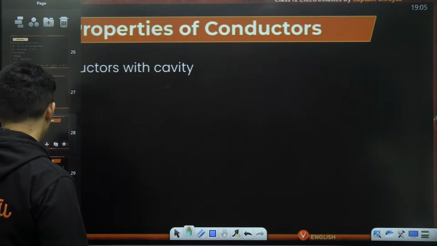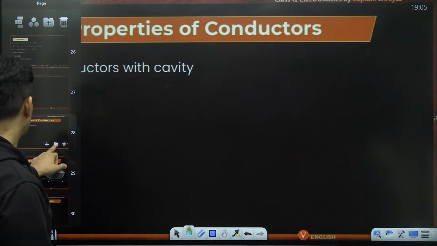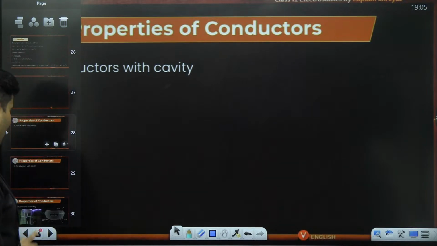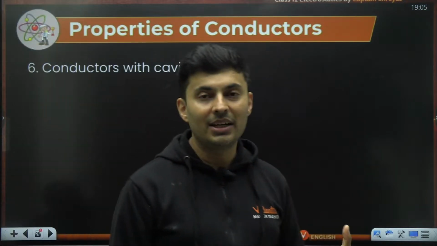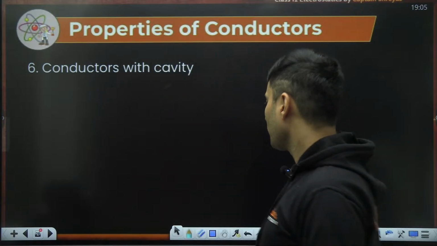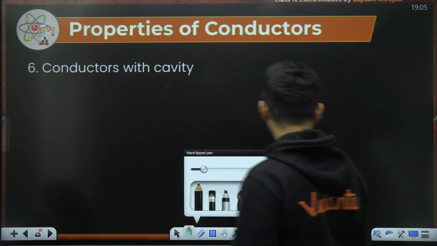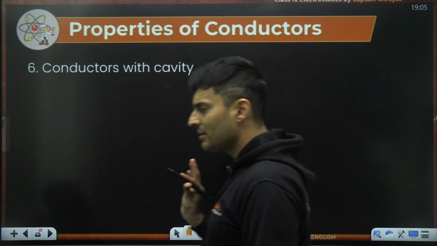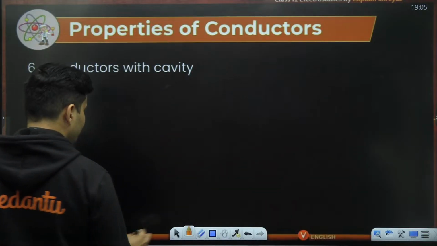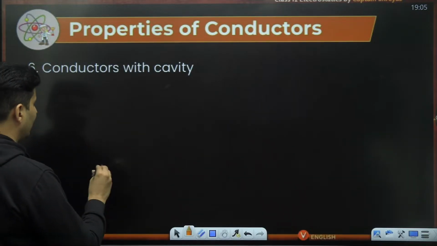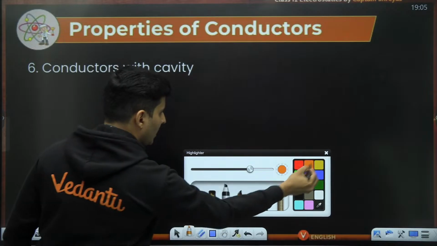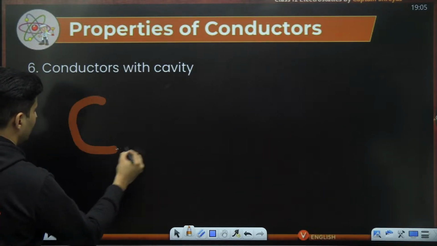Okay. Now, the next type of thing, which is conductors with cavity. Conductors coming up with cavity. What happens in that case? Now, there are multiple scenarios over here. Observe this carefully, guys. Observe this carefully. If at all, you see that there is a conductor.